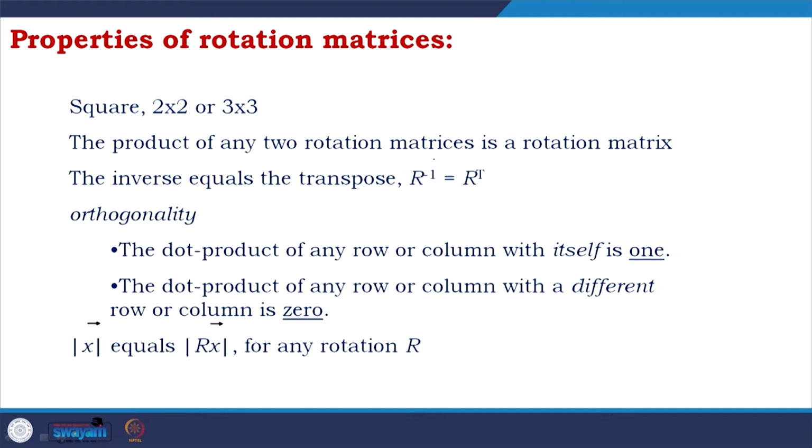So, R inverse equals R transpose. It maintains orthogonality. The dot product of any row or column in the matrix with itself is 1. The dot product of any row or column with a different row or column is 0. For the vector x, its absolute value equals that of R x for any rotation R.